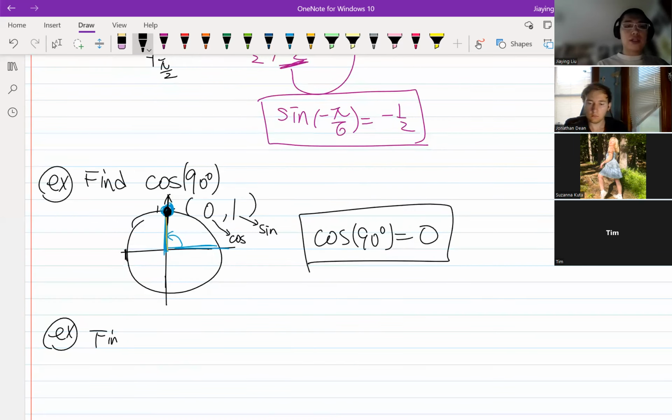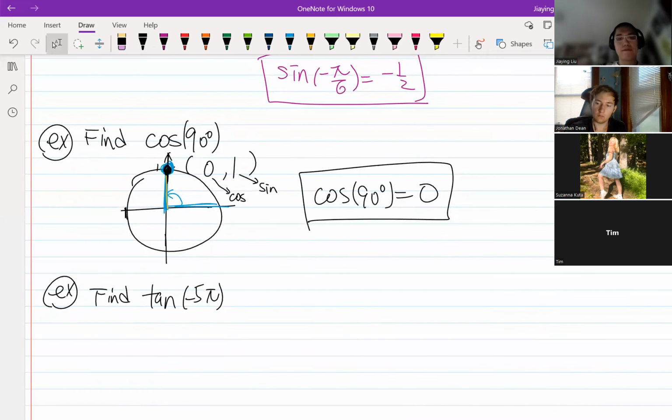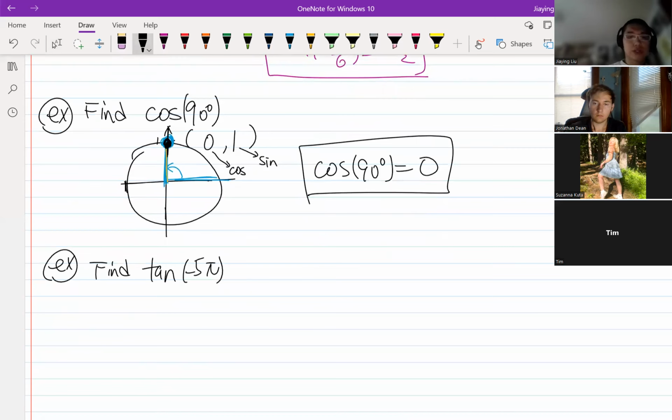So let's look at another example. We're going to find tangent of, let's say, negative 5 pi. That's the angle, and we're going to find tangent of that. We have been practicing sine and cosine, but now we want to find tangent. Again, we're going to use a unit circle.